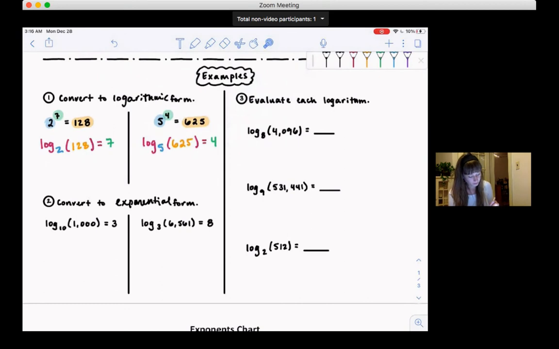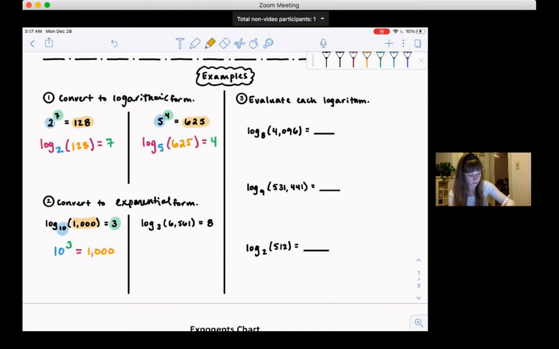Okay, now let's try starting with a log and converting to exponential form. So log base 10 of 1,000 equals 3. 10 is our base, 3 is the exponent, and 1,000 is the answer number. So in exponential form, it would be 10 to the third power is equal to the answer number 1,000. So this is what the logarithm means. Log base 10 of 1,000 equals 3 means 10 to the third power equals 1,000.